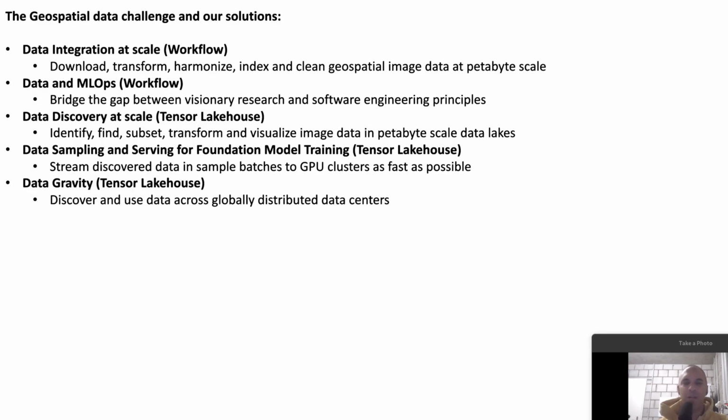Hey, today I want to show you two new things we actually built in the GeoDN space. GeoDN stands for Geospatial Discovery Network, which is a tool suite for geospatial data processing and analysis, which we are building. And there are two components which I want to show you today. It's GeoDN Workflow and GeoDN Tensor Lake House.